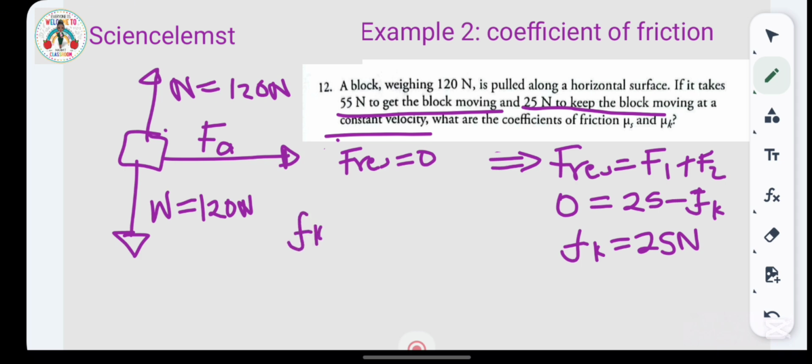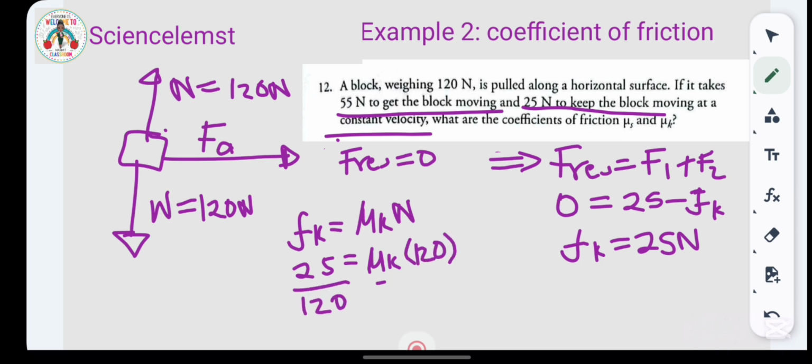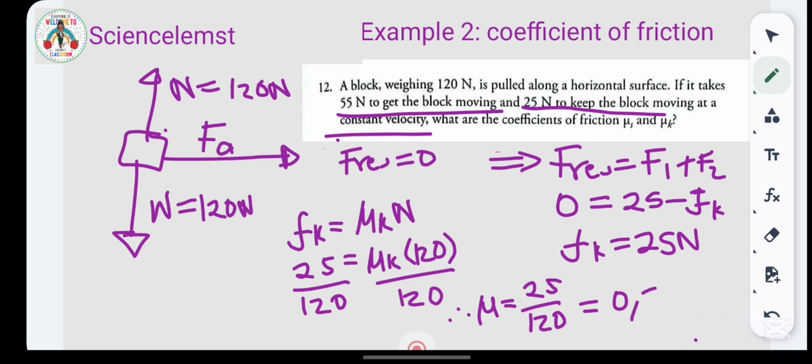I can simply calculate Fk is equal to UK multiplied by the normal force, 25 Newton, UK, 120. Therefore, UK is 25 over 120. I did not include units here because I already explained the units cancel out each other, so there's no need. The final answer is 0.21. Remember, it has no unit, it is dimensionless.